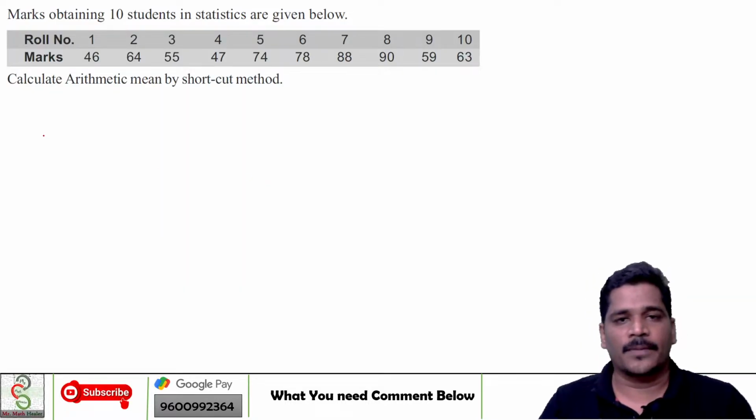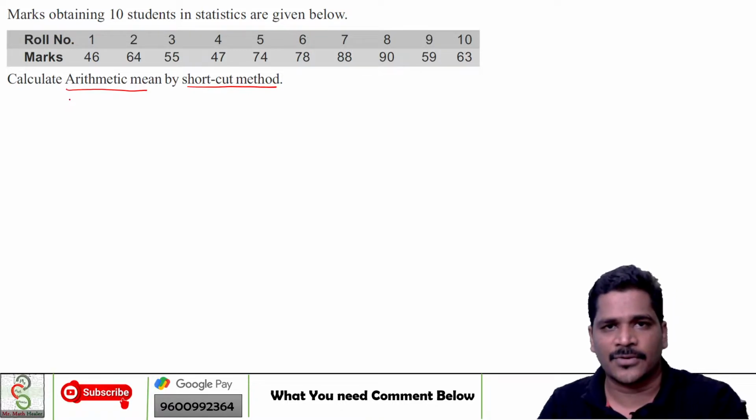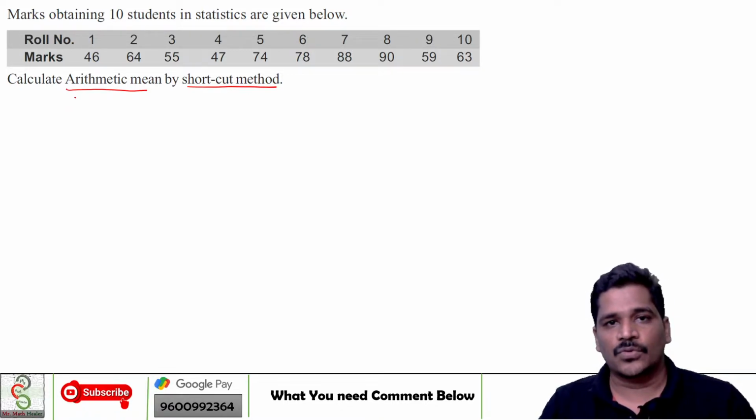This is the problem. Sometimes you may expect a problem like this, and in that they directly ask you to calculate the arithmetic mean by the shortcut method. If they simply ask you to calculate the arithmetic mean, you can go for the direct method, and it is not a difficult one. Easily you can apply the direct method and find the answer. But if they ask like this, you have to solve it by the shortcut method. That time you need to definitely use the shortcut method only.